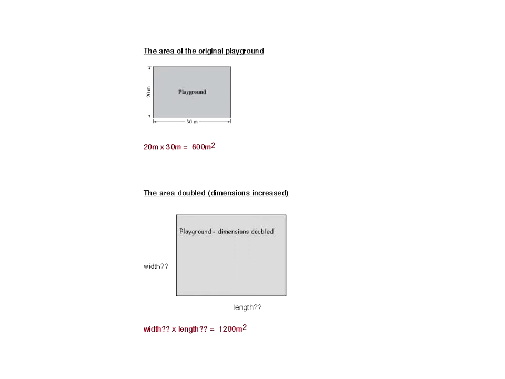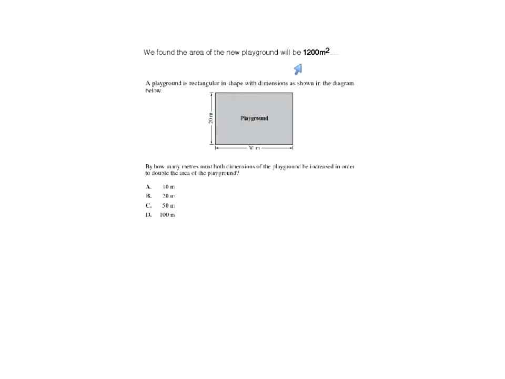But we do know that the area of the original playground was 20 by 30, and 20 times 30 is 600 meters squared. So we know that's the area of the original playground. The question tells us that the new playground is going to have double the area, so it's going to be twice as much as 600, so that's going to be 1,200. So whatever the width and length are, they're going to give us an area of 1,200. So that gives us an idea of what's going on. We know that we're looking for a new playground with an area of 1,200 meters squared.